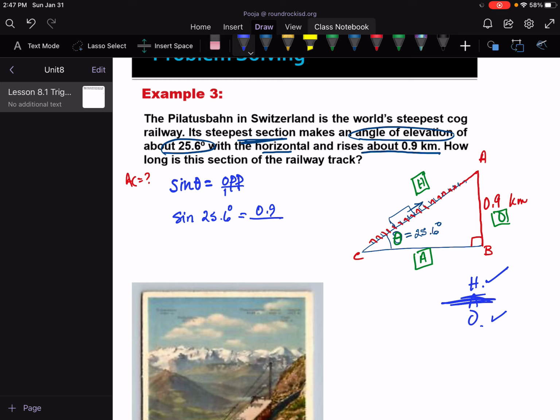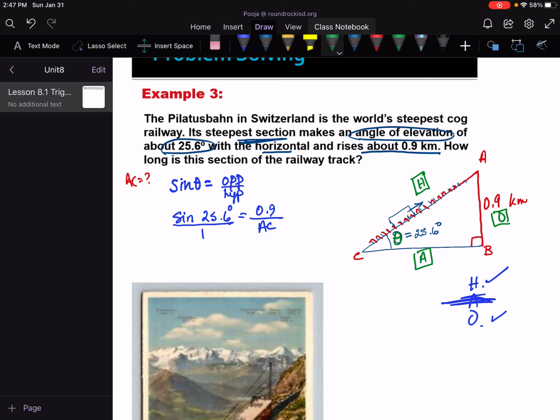Well, no, you couldn't say anything. Opposite over hypotenuse, and the hypotenuse is AC, which is what I'm trying to find. From here, use your little middle school algebra skills. How do I find AC? I had talked about this in class as well.